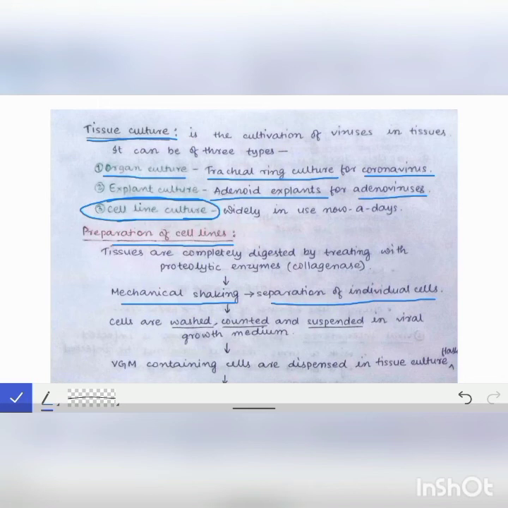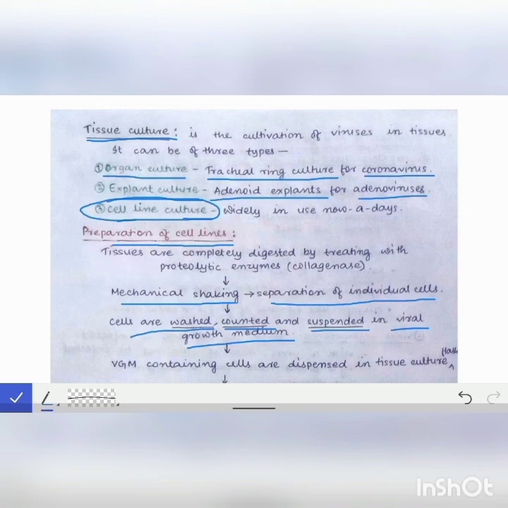So we want to get those cells only. So for that, what do we do? We will just wash the cells, we will count the cells, and we will suspend the cells in the viral growth medium. So we'll take a viral growth medium and the cells which are washed, and after counting, we suspend those cells into the viral growth medium.